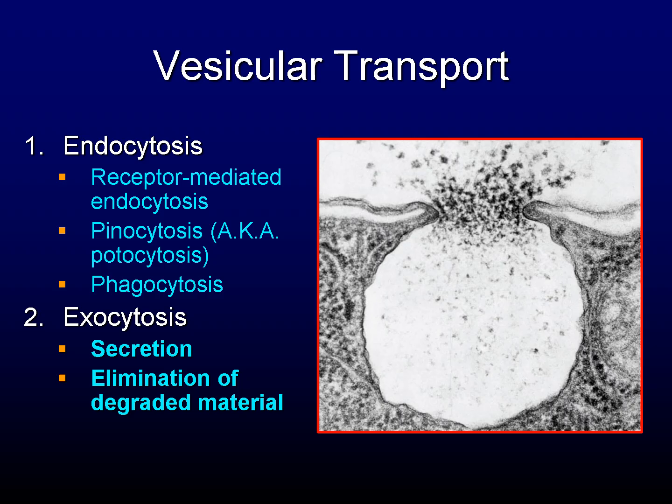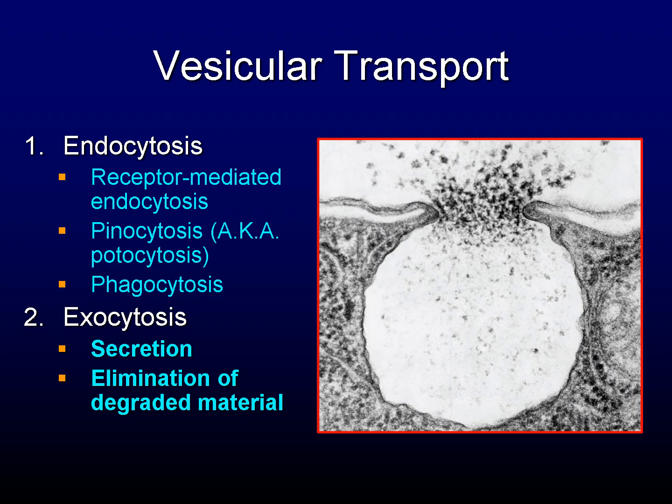There are 2 broad categories of vesicular transport. Endocytosis is the process by which materials are brought into the cell. There are 3 major subdivisions of endocytosis. 1, Pinocytosis, is cell drinking. 2, Phagocytosis is cell eating. 3, Receptor-Mediated Endocytosis. Exocytosis includes secretion and excretion of the elimination of degraded or indigestible material.